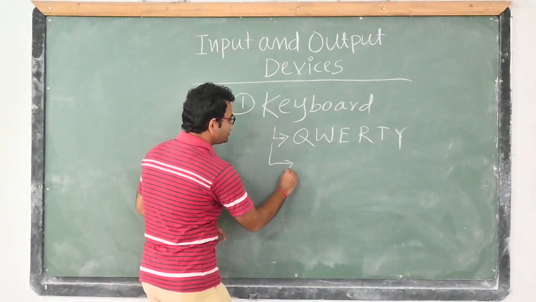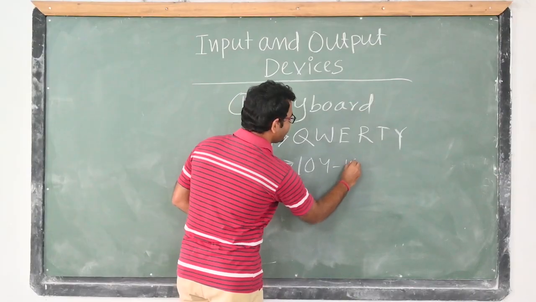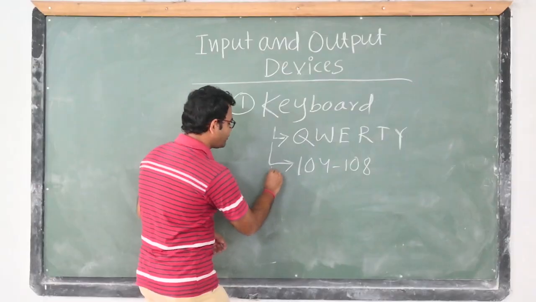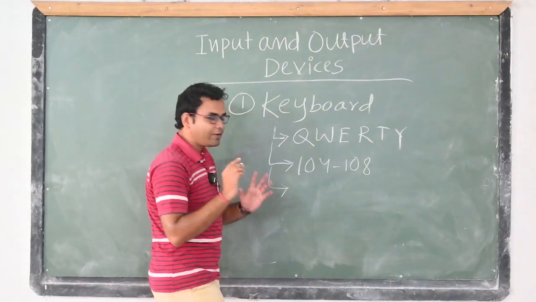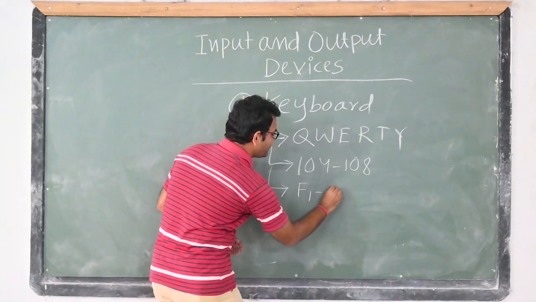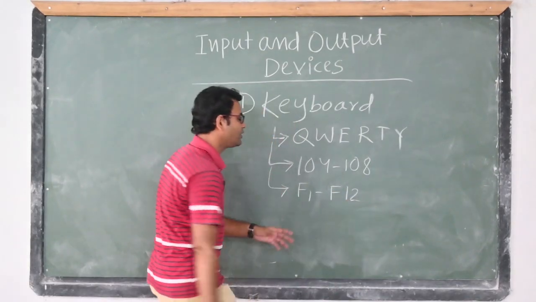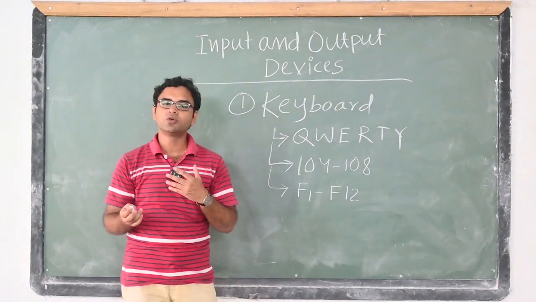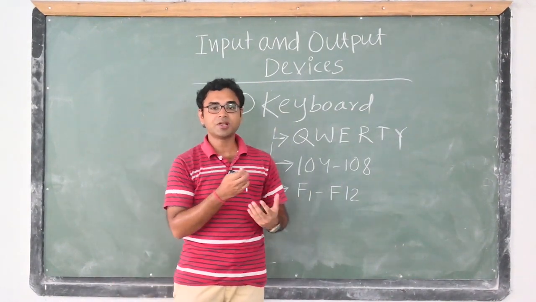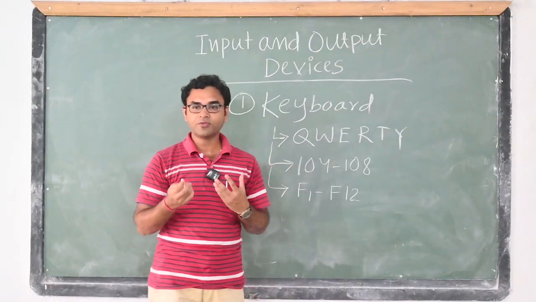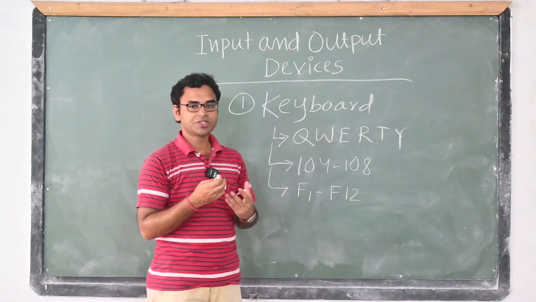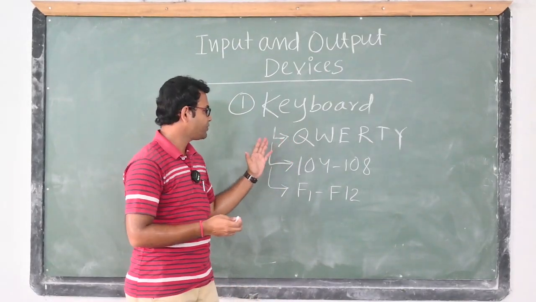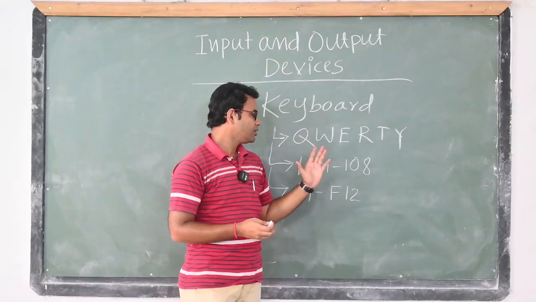There are 104 to 108 keys available on a keyboard, okay, and you can also see the function keys. There are 12 function keys, F1 to F12. There are various other kinds of keys like the numeric keys, 0 to 9, and some special characters. There are three modifier keys, the Alt, Control and Shift, all called modifier keys. So this is the basic information regarding the keyboard.